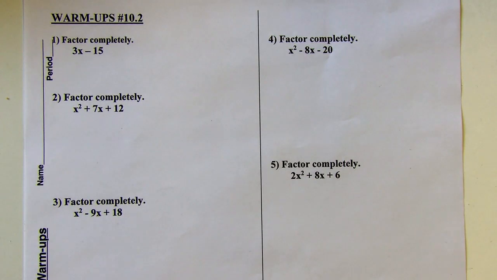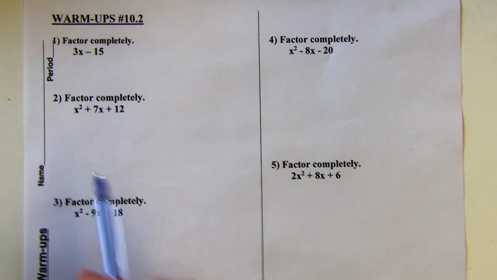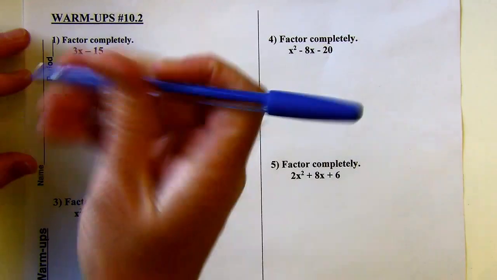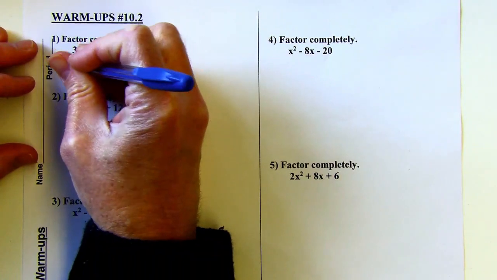Okay, here's warm-up number 10.2. We have some factoring review. All right, so always want to be looking for a common factor. On this first problem, it does have a common factor. 3 goes into both terms, so I'm going to factor out the 3.